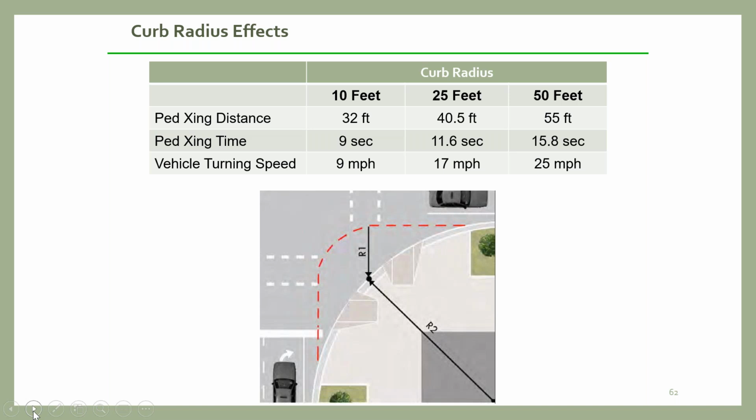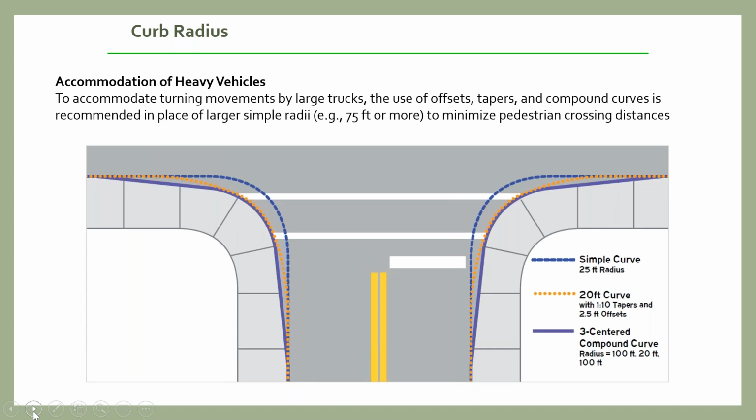So we want to balance it. We want to provide for the needs of a swept path right turning vehicle, let's say a truck, whatever our design vehicle is, but yet keep turning speeds slow and keep crossing distances as short as possible. So this is where some real good engineering comes in. Who knew that curb radius design could be so complicated? So the handbook does talk about things like the use of offsets, tapers, and compound curves.